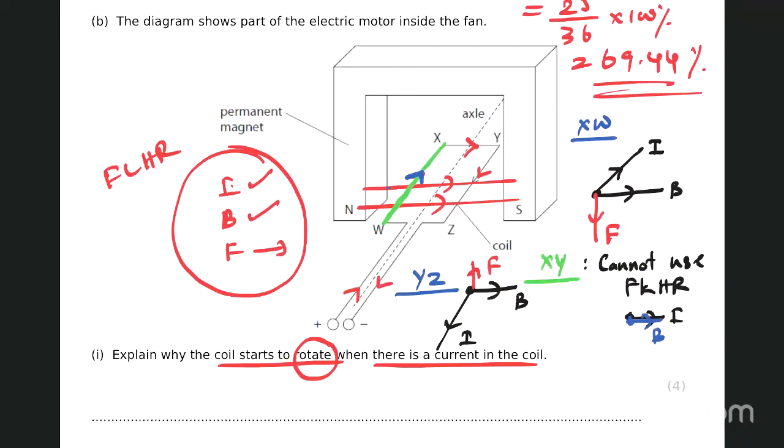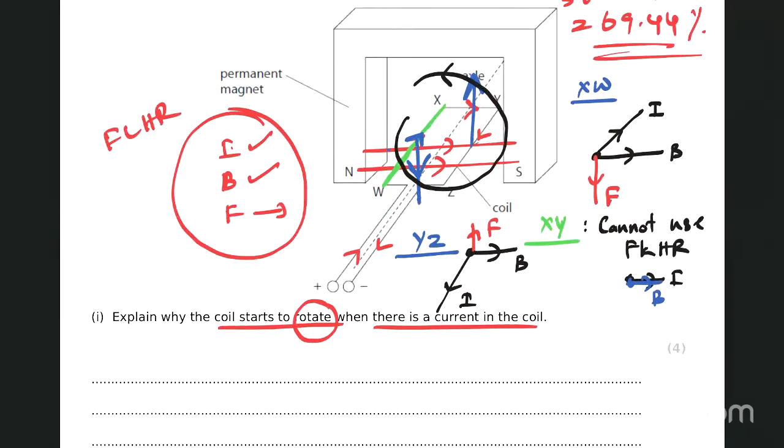So for XW, the force is downwards, right? And for the other axis, there's a force being applied upwards like this. So eventually what will happen? This will rotate in this direction, right? It will rotate in this direction. Okay, right. So you need to explain those points, right? Do I need to explain it once again? Yes.